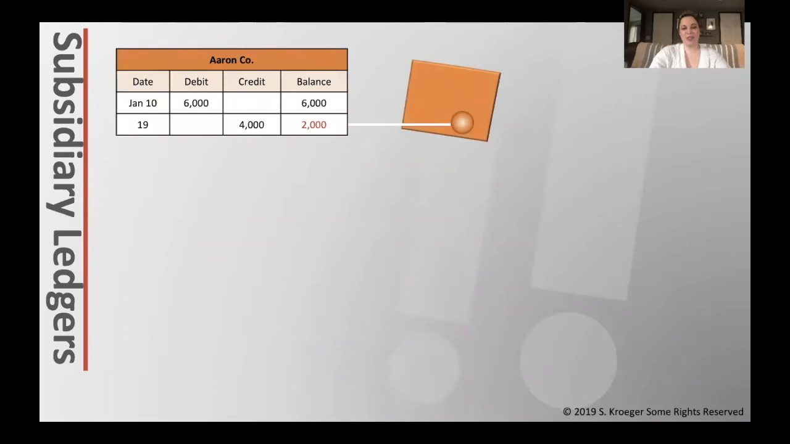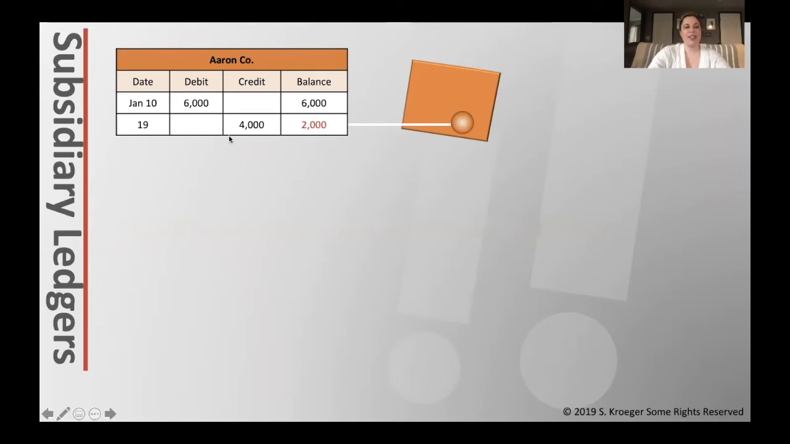Let's do an example together. We have three different accounts receivable accounts. These are three different people who owe us money. First, we have Aaron Co., and these subsidiary ledgers are already filled in for us. As you can see, on January 10th, Aaron Co. owed us $6,000, so their balance was $6,000. Remember, this is a general ledger account, so every account is divided amongst itself. They're all listed individually, and we do have a balance of that account.